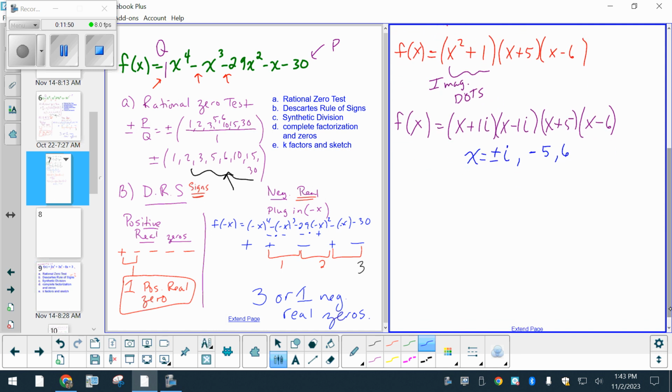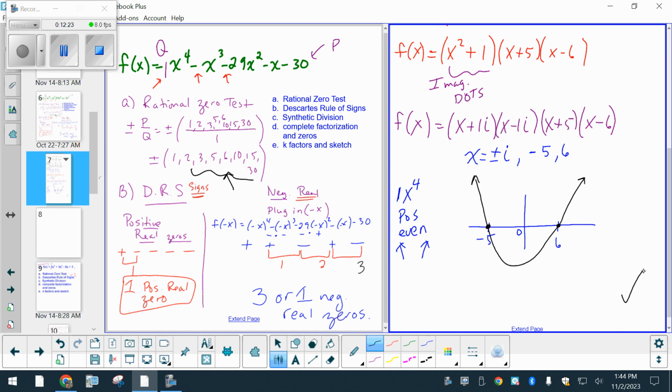Okay, so now we're going to draw the graph of this one using your leading coefficient, right? 1x to the 4, we've got positive and even, so we know both our hands are going up. Okay, so we have -5, 0, 6. You're going to put a dot, right, to symbolize those are your zeros, and those are the only zeros you have. And you're done. Great job.